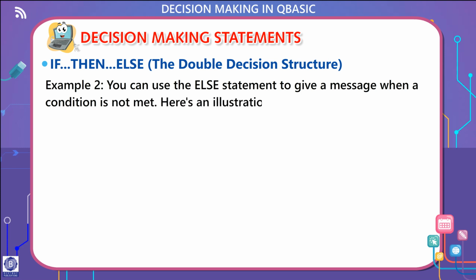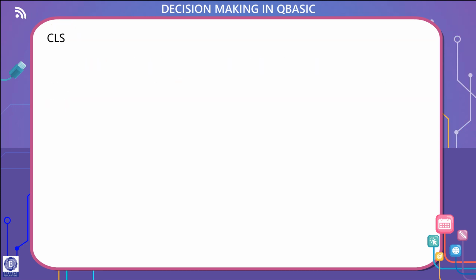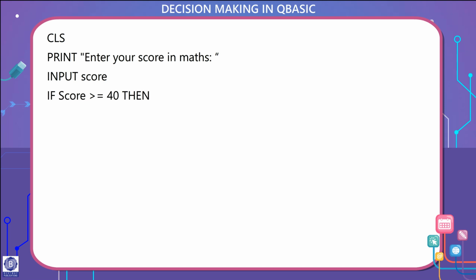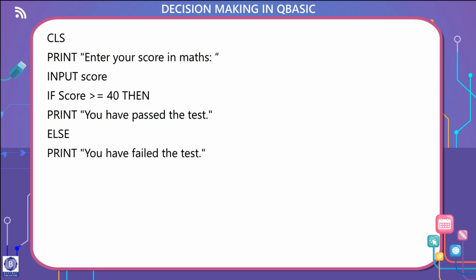Here's an illustration of example 1. CLS. Print "Enter your score in maths". Input score. If score is greater than or equal to 40, then print "You have passed the test". Else print "You have failed the test". End if.